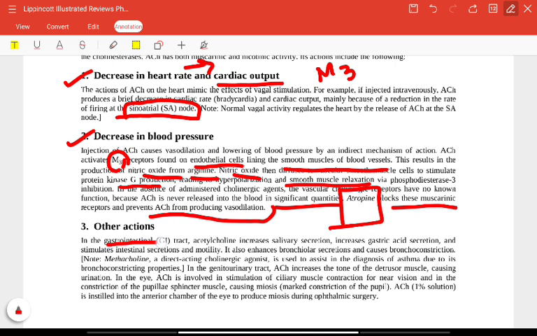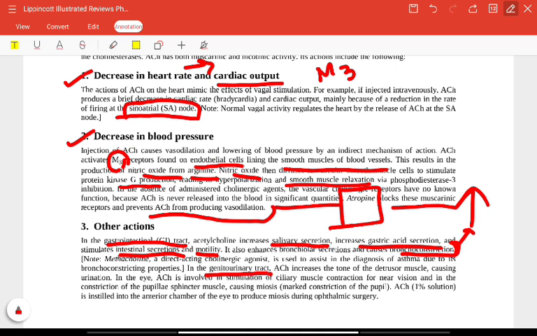Other actions: in the GI tract, acetylcholine increases salivary secretion and gastric acid secretion, and it also stimulates intestinal secretions and motility. It also enhances bronchial secretions and causes bronchoconstriction in the lungs. In the genitourinary tract, it causes urination by increasing the tone of the detrusor muscle. In the eye, acetylcholine stimulates the ciliary muscle and causes miosis, constriction of the pupil.